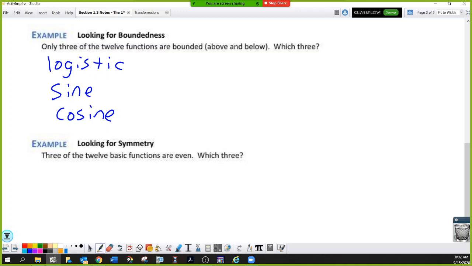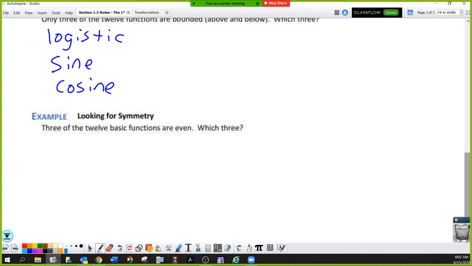They are bounded functions. Now, it doesn't ask. The parent squaring function, the quadratic, it's bounded below, but it's not a bounded function. And the square root function is also bounded below. I'm trying to think of anything else. Exponential is bounded below. Absolute value is bounded below. Yeah, I knew there was one more, but I couldn't remember which one.